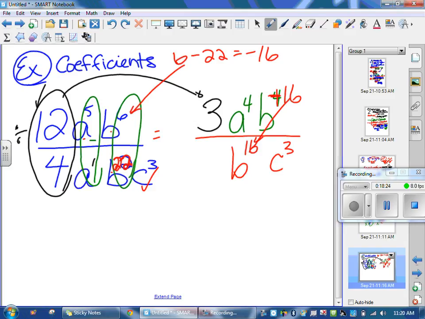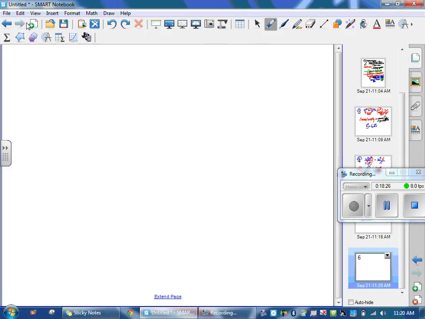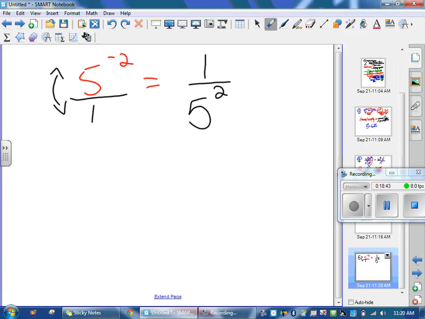So let's take an example of that, just to remind you of what's going on here, why I flipped him. If I've got 5 to the negative 2, I flip him to be positive, which means I put him over 1, and now I flip that sucker. And I've got 1 over 5 squared. This part changes to a positive.